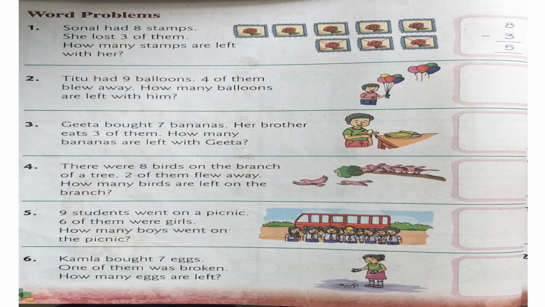We'll go to the second one. The question says, Tu had 9 balloons. 4 of them blew away. How many balloons are left with him? Do you remember we had done all these? Yes. So the answer will be 9 minus 4 is 5.